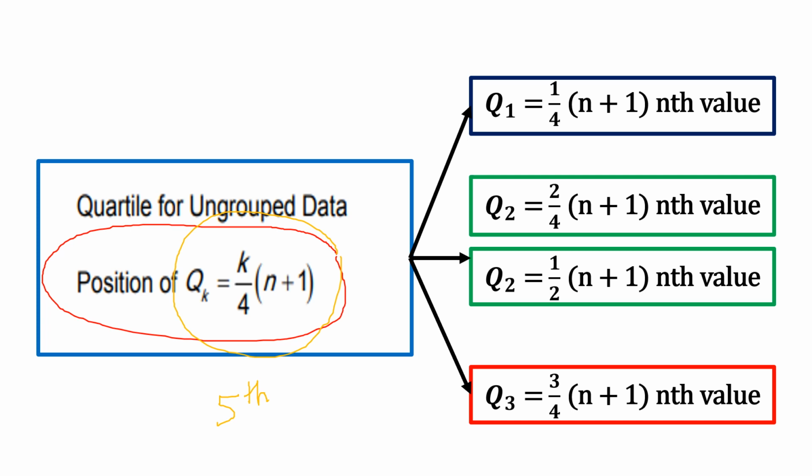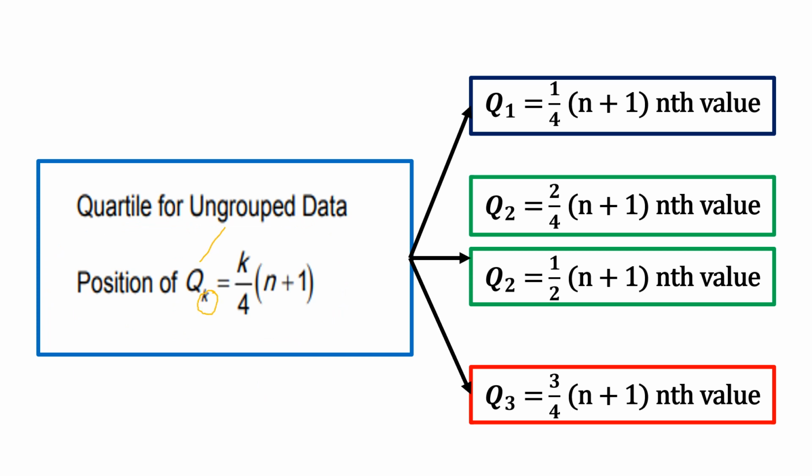Okay? Next, ano pong ibig sabihin ng Q? Q, that is quartile. Yung K, if you are looking for quartile 1, quartile 2, and quartile 3. Tatlo lang naman po yan. Then, yung 4, constant po yung 4. Okay? Kasi ito po yung quartiles kasi 4. N is total number ng data. Okay? Yung 1 dito, fix po yan. Automatic yan na plus 1.